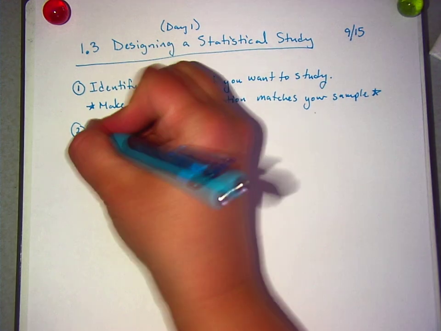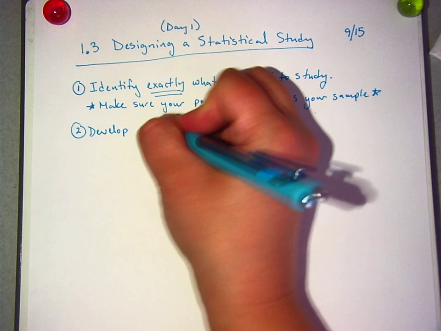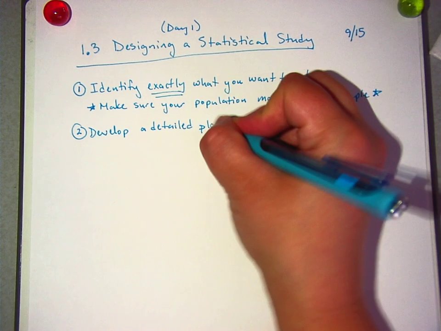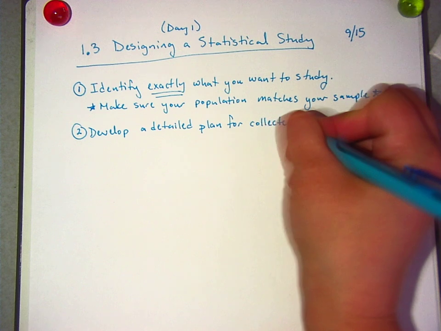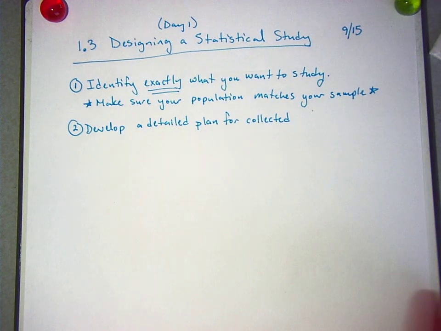Step 2 is to develop a detailed plan for collecting the data. So in the first one, pretty much just get a wide sample, pretty much? The first one, you're just kind of thinking about exactly what you want to study, and then identifying what your population would be and who your sample would be.